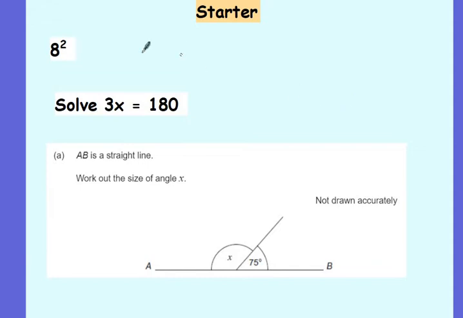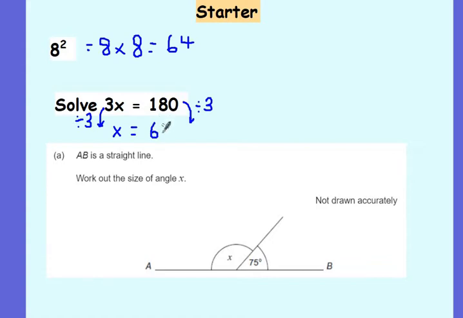Okay, let's go through some answers. 8 squared just means 8 times 8, and 8 times 8 is equal to what, Jack? 64, lovely. If 3x equals 180, if I divide both sides of my equation by 3, I find out what x is. So Evie, what's x this time?